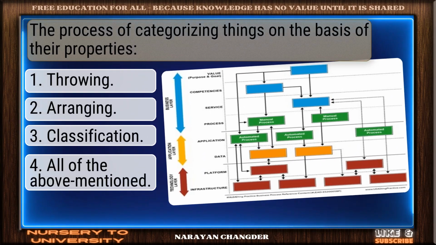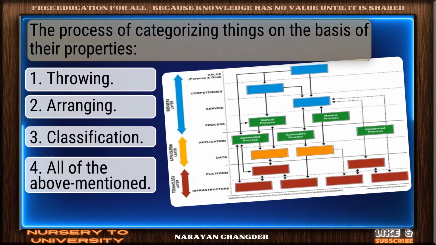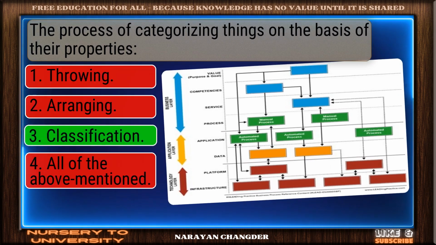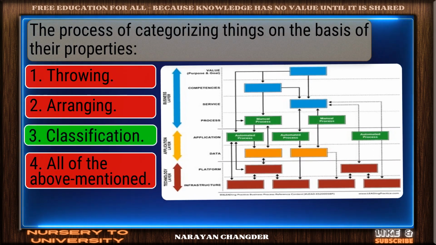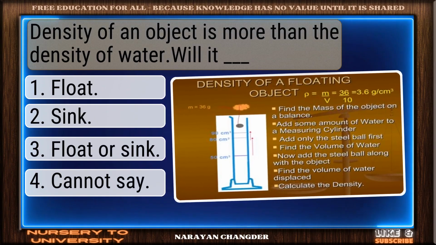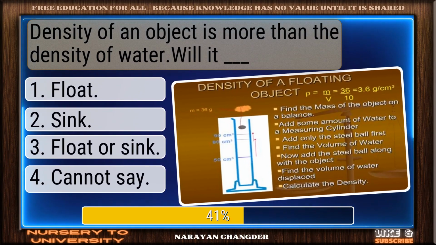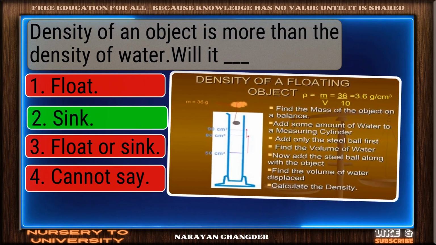The process of categorizing things on the basis of their properties. Well done. Classification is the right choice. Density of an object is more than the density of water. Will it dash? You chose sink, and it is correct.